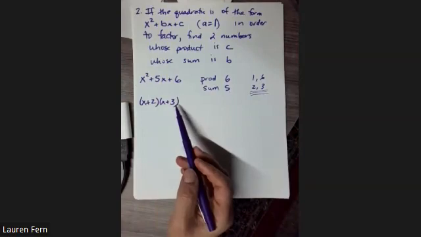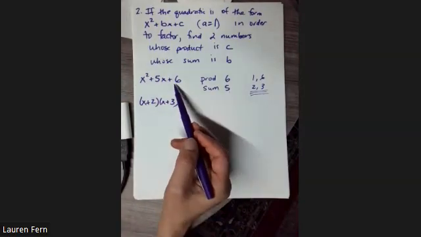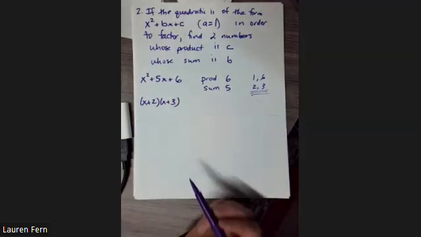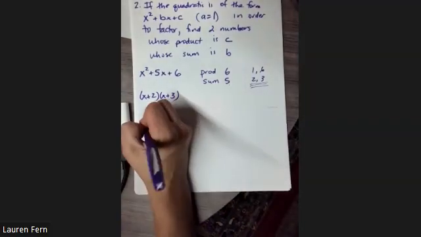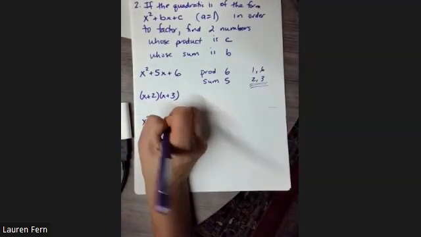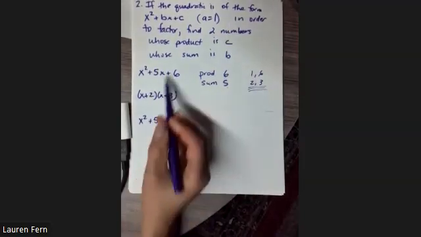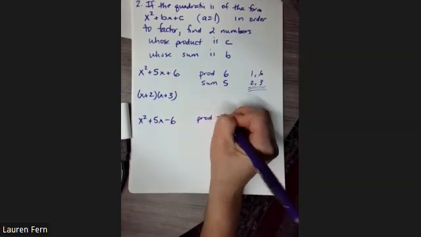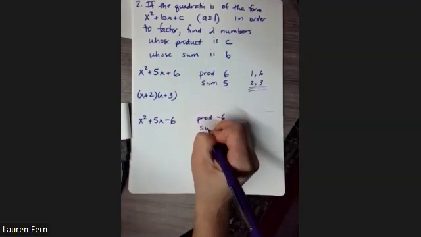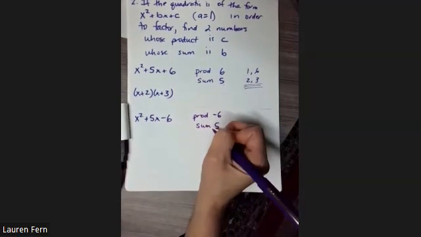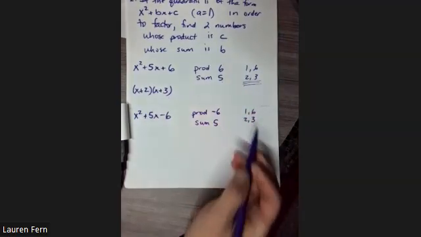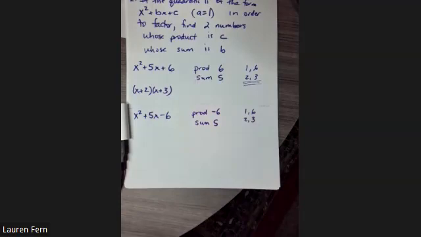And you can either FOIL this or use the distributive property, multiply this out. I assure you, you're going to get back to where you started. Now look at what happens if I just change one thing. Looks very similar, but now we want to find two numbers that multiply up to a negative 6 and add up to a positive 5. Again, the only numbers that multiply up to 6 are 1 and 6 and 2 and 3.